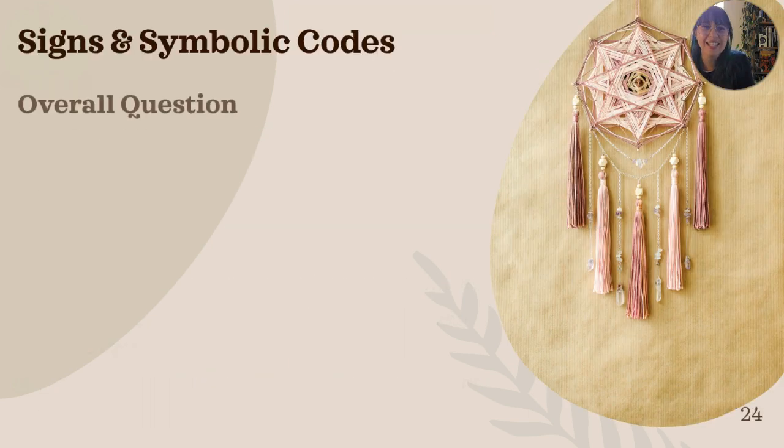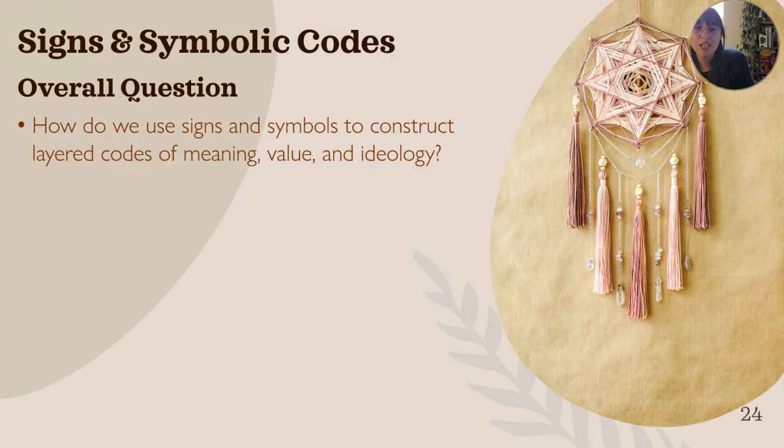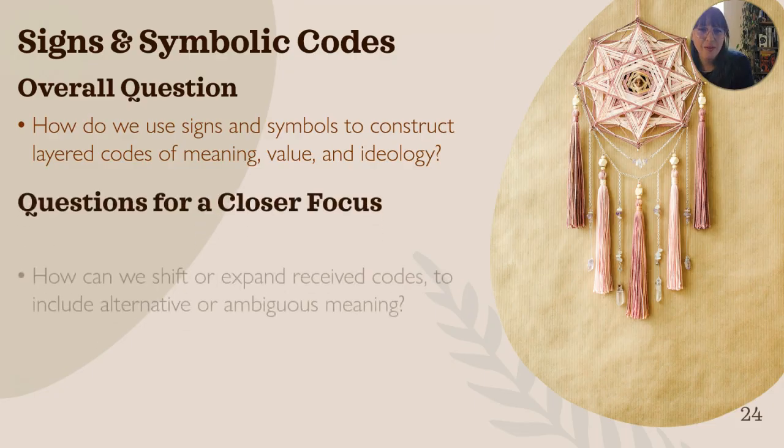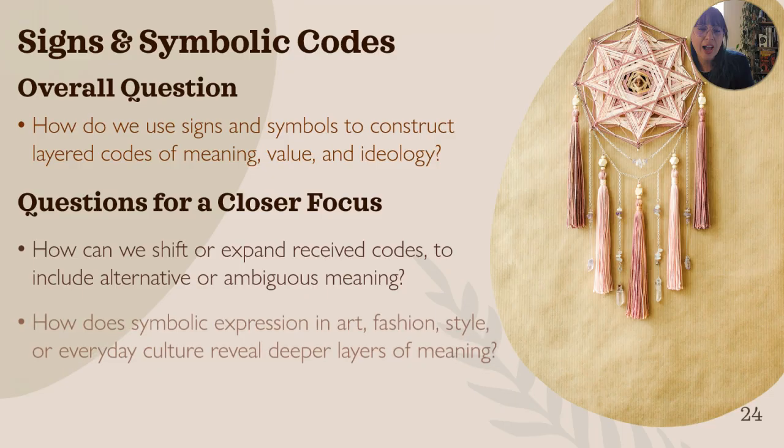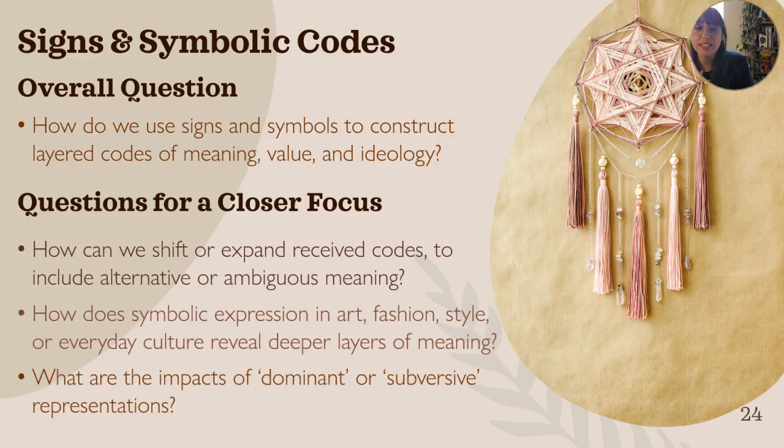Next, we'll look at signs and symbolic codes. The overall question is, how do we use signs and symbols to construct layered codes of meaning, value, and ideology? Remembering that ideology is just this advanced way of talking about norms, expectations, and values. Looking closer, how can we shift or expand the existing codes that we see so that we can include alternate meanings or make space for ambiguous meanings?